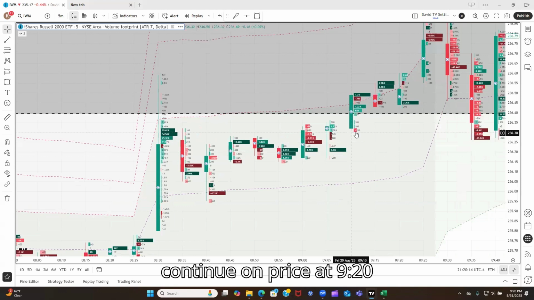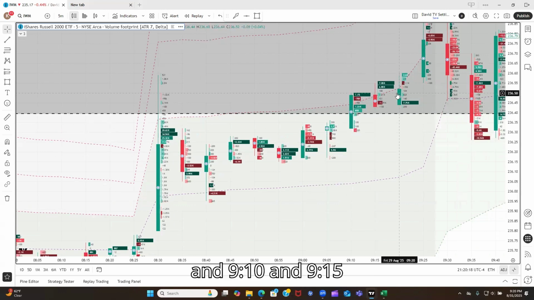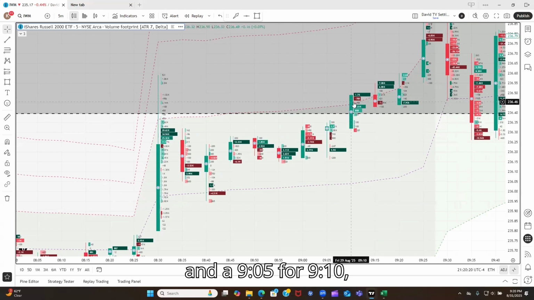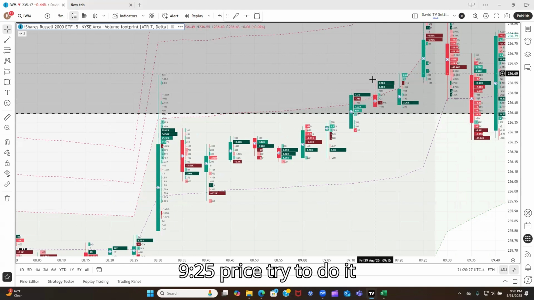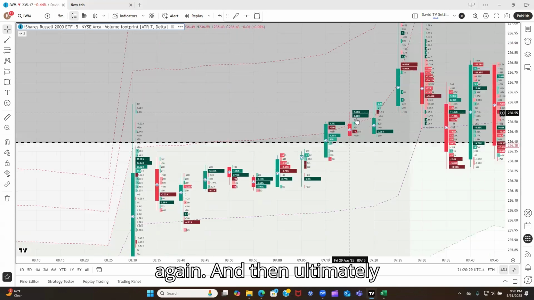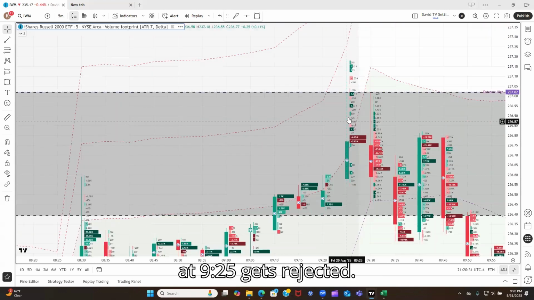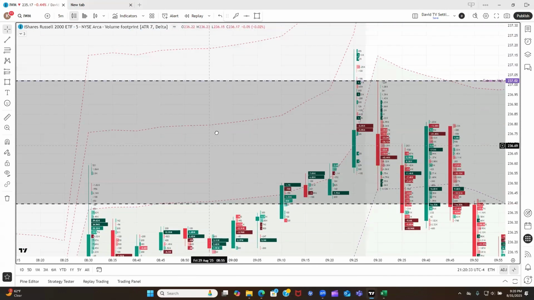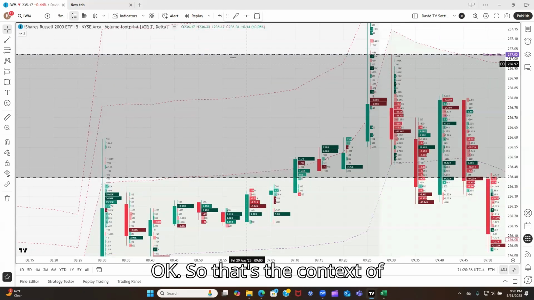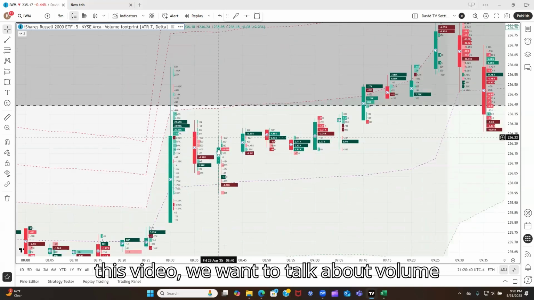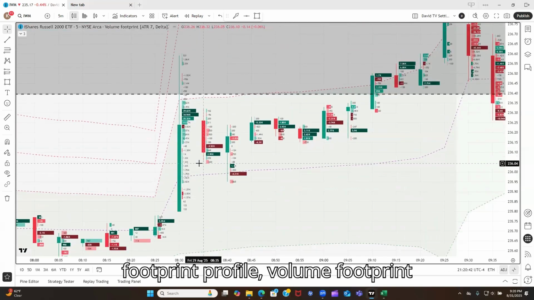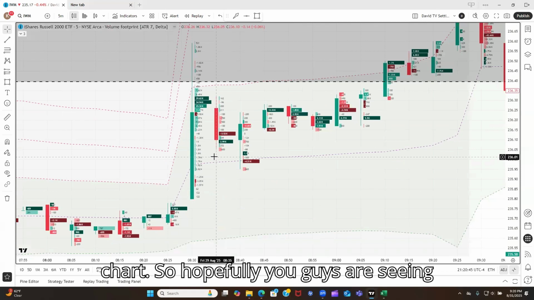As we continue on, price at 9:20 and 9:10 and 9:15 and at 9:05, then 9:10, 9:15, 9:20, 9:25. Price trying to do it again, and then ultimately at 9:25 gets rejected. Okay. So that's the context of the market profile. But for this video, we want to talk about volume footprint profile, volume footprint chart.